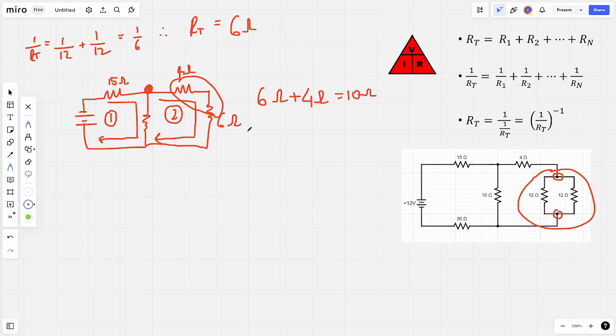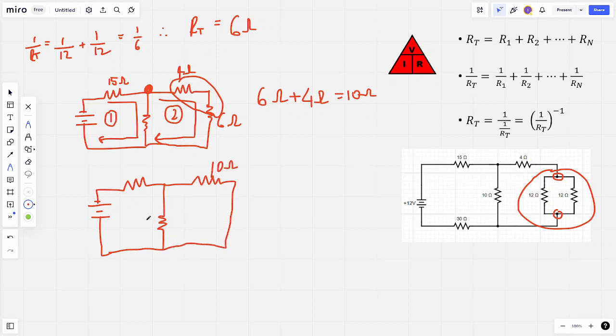That's in series. So how does the circuit now look if we clean it up? So we've got our 15 ohms, down to our 10 ohms. That's the first loop. Now, we've just established that those two resistors, 4 ohms and 6 ohms, are in series, as there's only one way for the current to flow. So that becomes one total resistor of 10 ohms. That's 10 ohms, and that's 15 ohms.